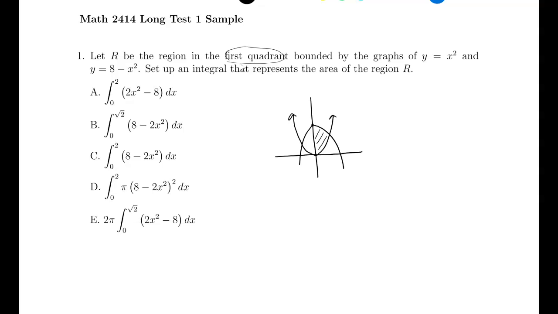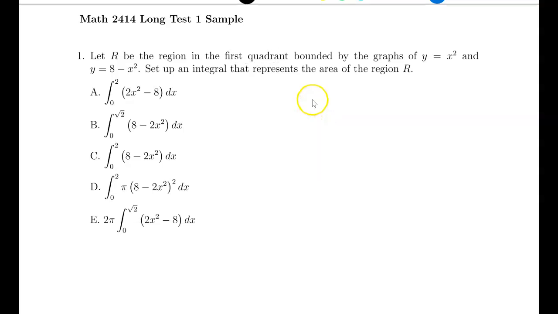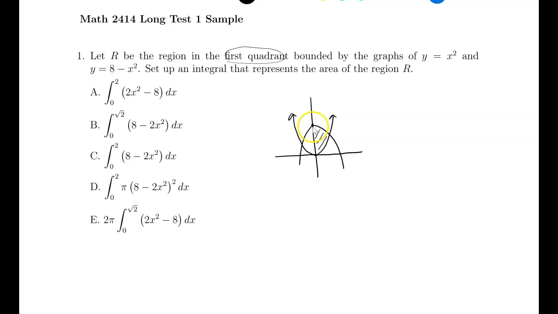Now, next is to look at the limits of integration. We know that we only need the first quadrant, so the region is only on the first quadrant. That means we're starting at x equals 0 and then up to here. And that happens to be the intersection of the two curves. So the next step is to solve for the intersection of the two curves.